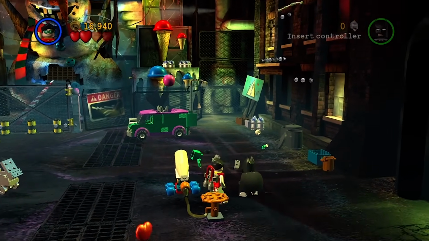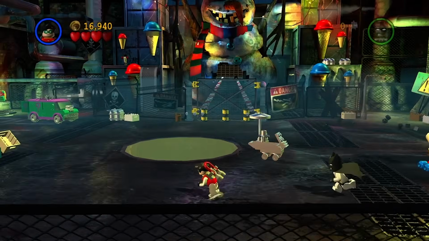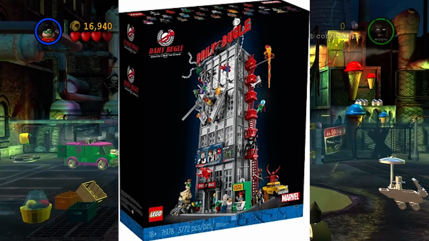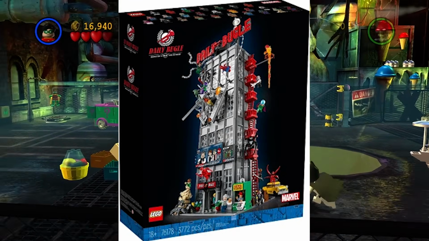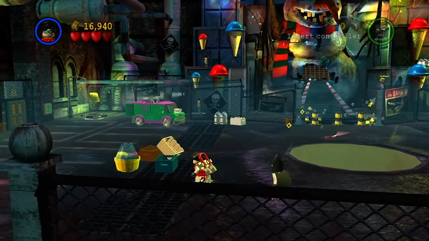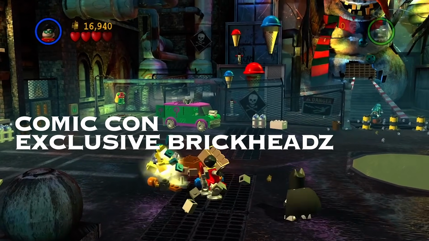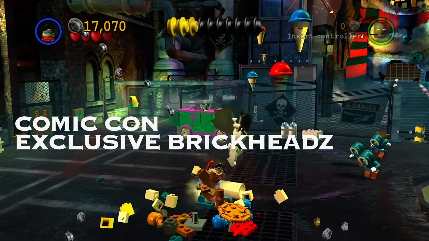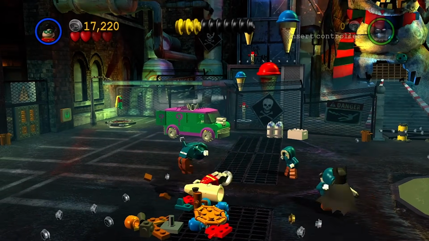These sets are, in many cases, very large Ultimate Collector Series style sets like the Daily Bugle or the 2025 Arkham Asylum. Comic-Con exclusive Brickheads. Brickheads is kind of LEGO's answer to Funko Pops, and wow, what do you know?